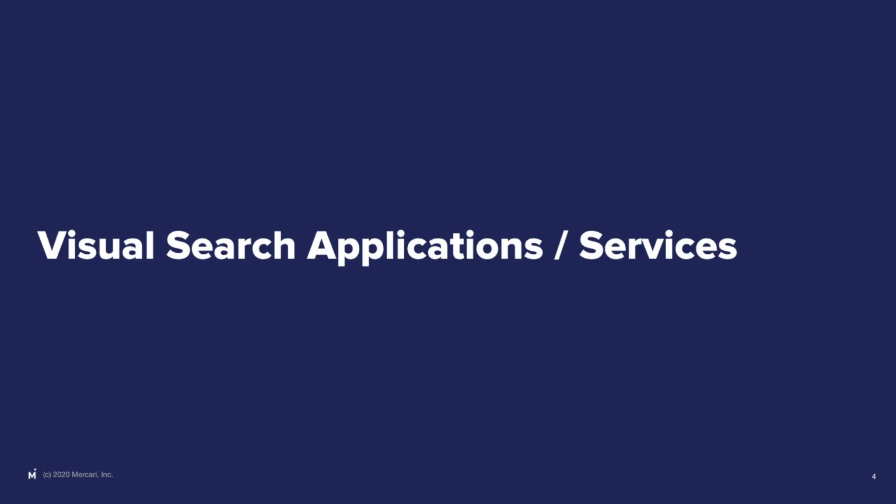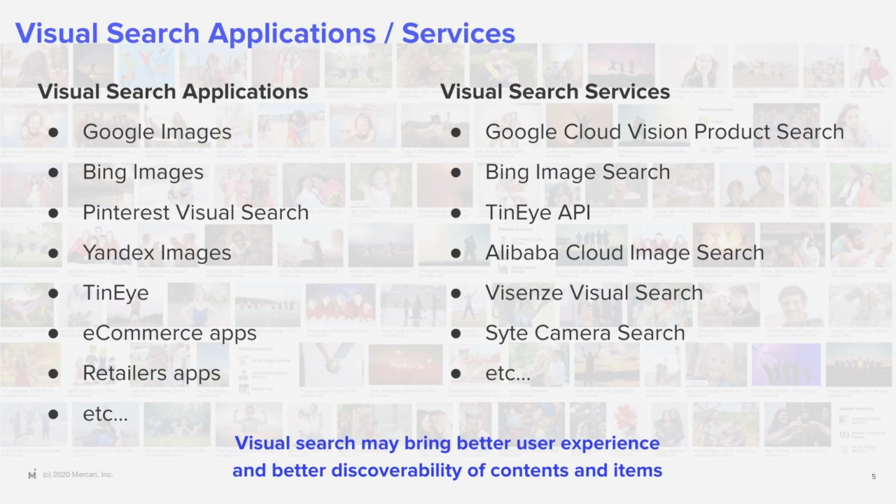Let me introduce some visual search applications and services first. There are some image search applications like Google Images, Bing Images, Pinterest Visual Search, and so on. Not only search images on the web and SNS, but also some e-commerce and retailer apps like Amazon and eBay provide visual search features for better user experience and better discoverability of contents and listings.